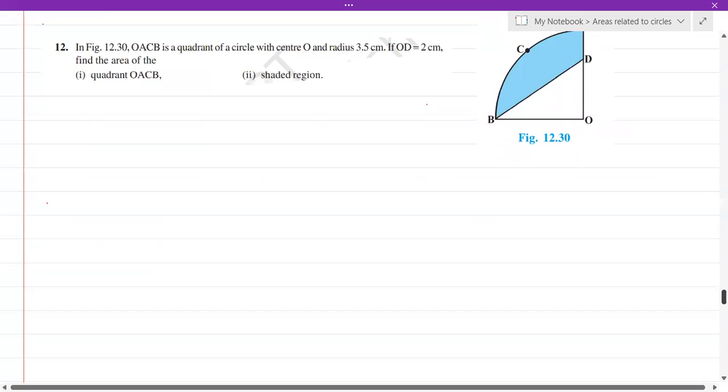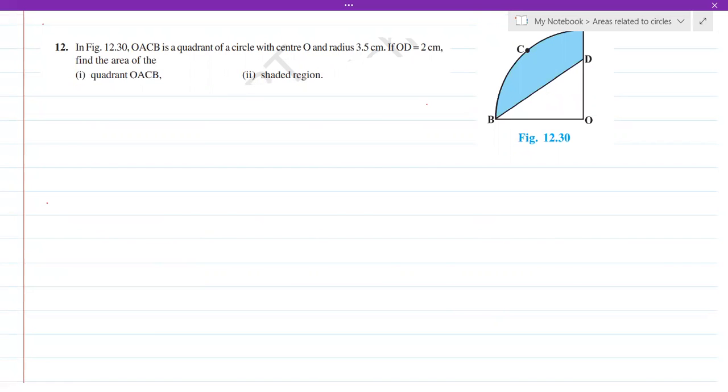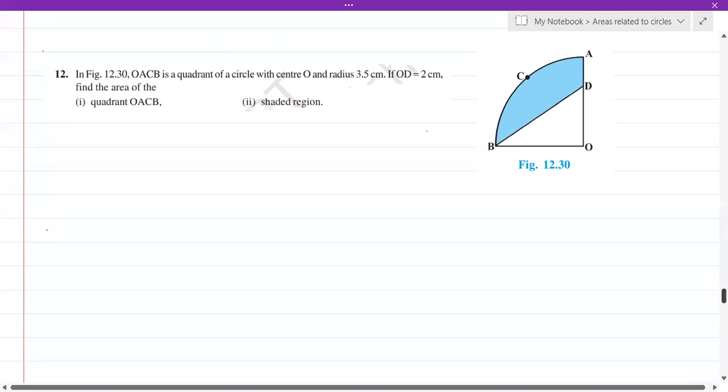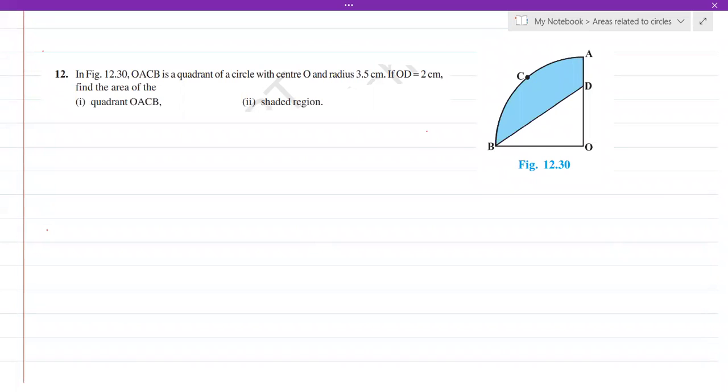Let's get into the next question. In this question, the area of the shaded region must be found. And if you observe carefully, the area of the shaded region is actually equal to the area of the quadrant. Clearly they have mentioned OACB is a quadrant of the circle. So let's find the area of the quadrant. In that, the triangle OBD area is not required. So the formula will become area of the shaded region is area of the quadrant minus area of the triangle. So the first sub question is area of quadrant.